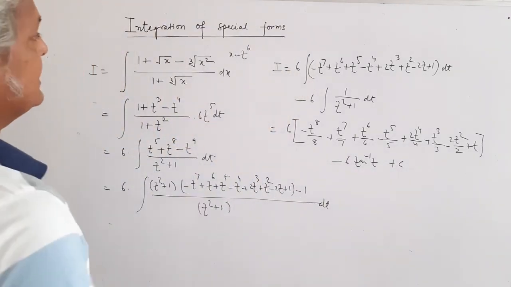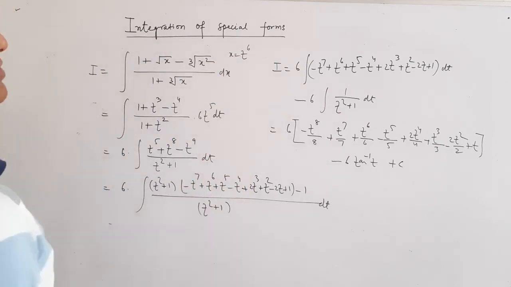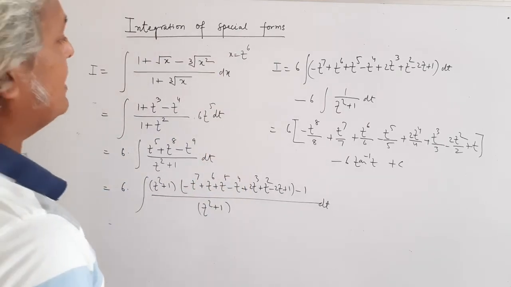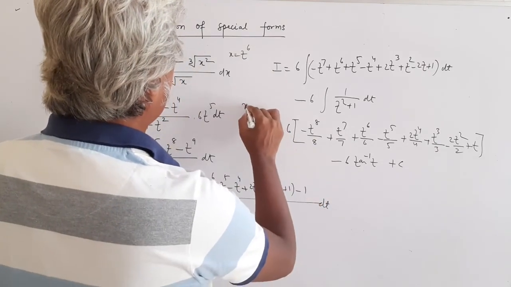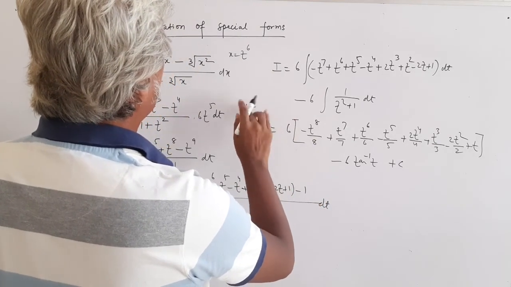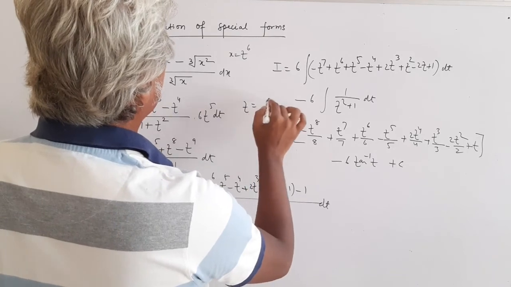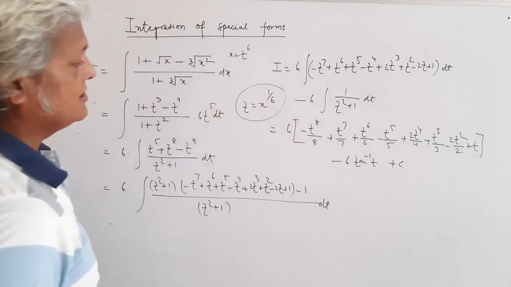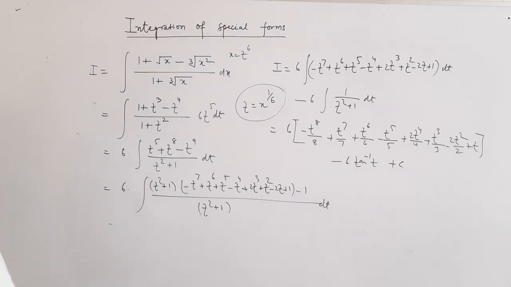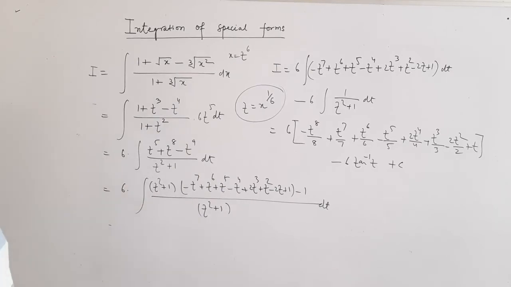And in this case again we have to replace the value of t, that is x to the power 1 by 6. So in this expression, if you replace t as x to the power 1 by 6, you'll get your final answer. So what do you think? Should I do it for you? Okay, let me do it. First, I just want to clear this part of screen.